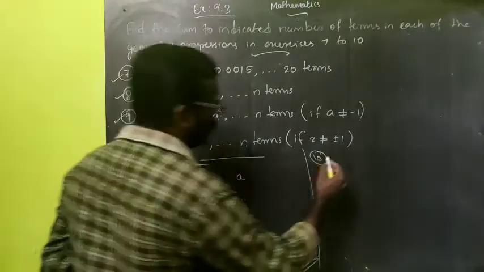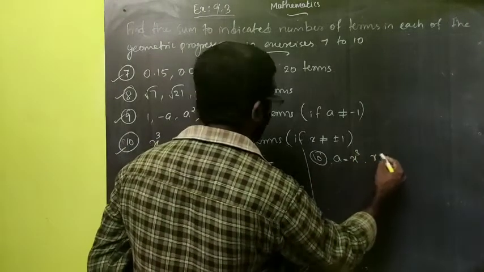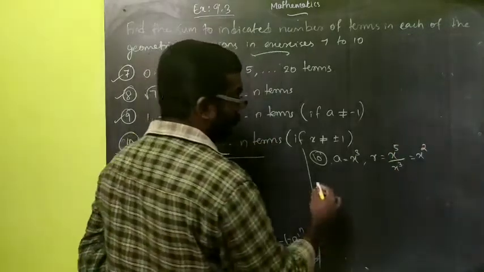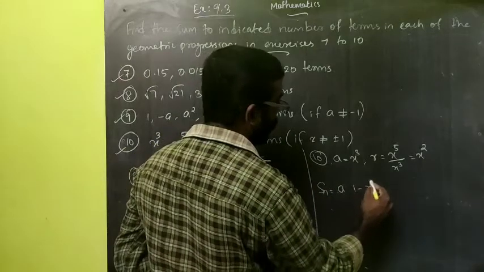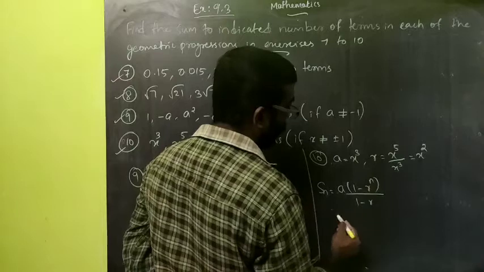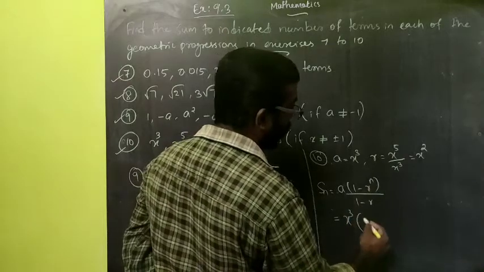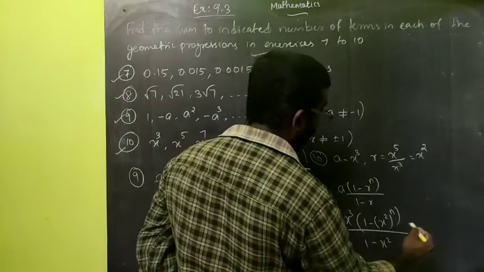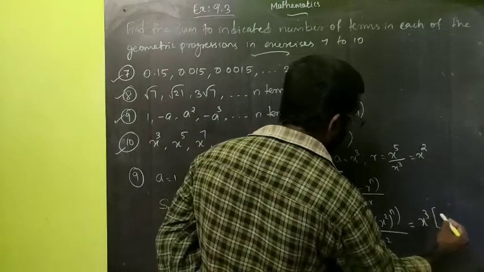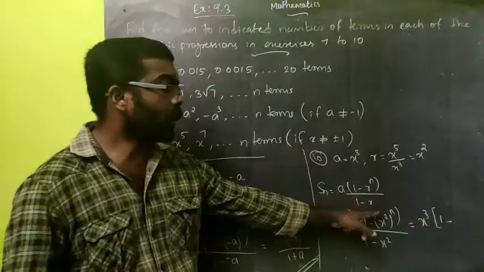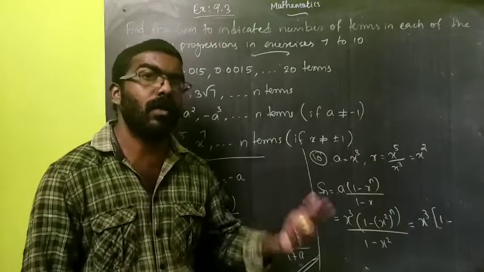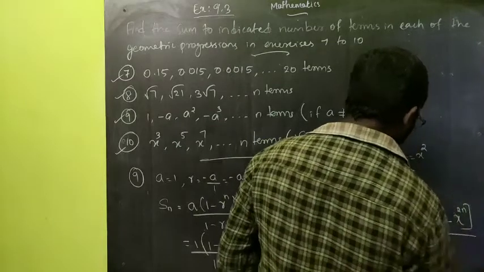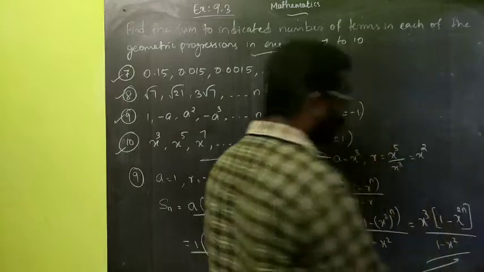Here the first term is x cube. A is equal to x cube, then r equal to x raised to 5 by x cube, which gives x square. So Sn is equal to a into (1 minus r raised to n) divided by 1 minus r, which is equal to x cube into (1 minus x square) the whole raised to n divided by 1 minus x square, which is equal to x cube into (1 minus x raised to 2n) divided by 1 minus x square, since (a raised to m) the whole raised to n is a raised to mn. Clear?